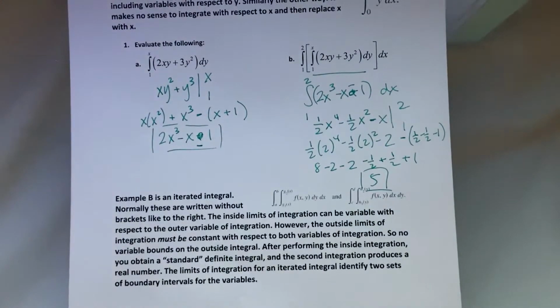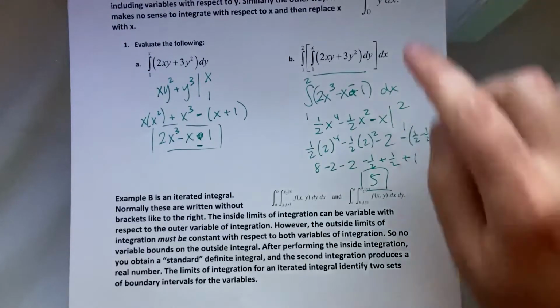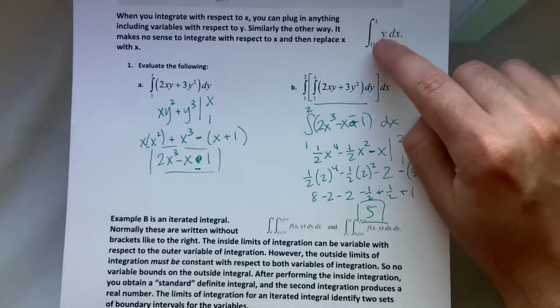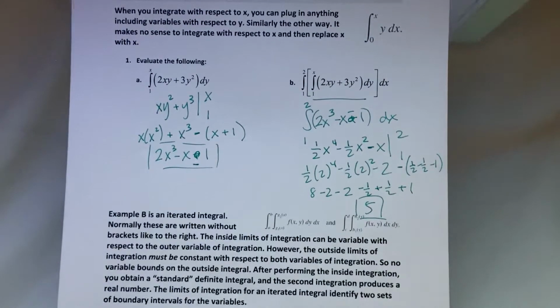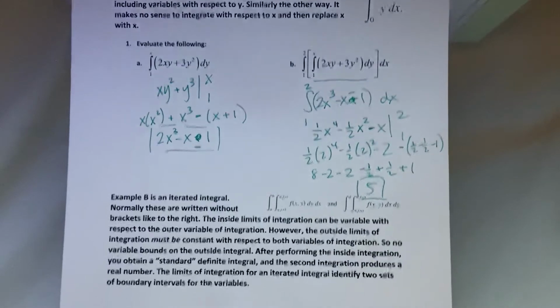So example B is what we call an iterated integral. Normally we would write them without brackets, but it's helpful to see how these work when you section them off. You always go inside out. The inside limits of integration can be a variable with respect to the outside variable of integration. However, the outside limits of integration should be a constant with respect to both variables because you've done both integrals. So we talked about how I can integrate something with y with respect to x if I haven't done x yet, but the outside should be a constant so we can get an actual value.